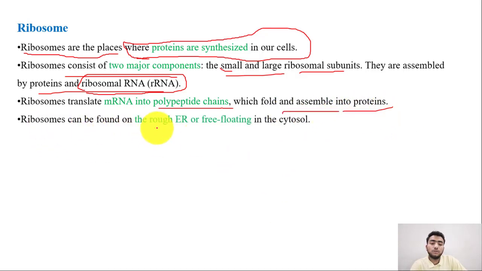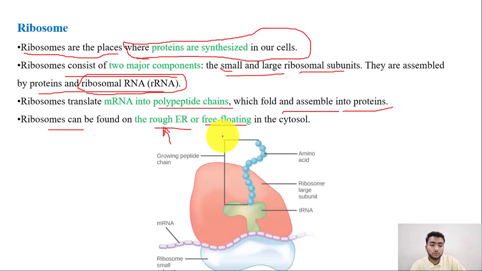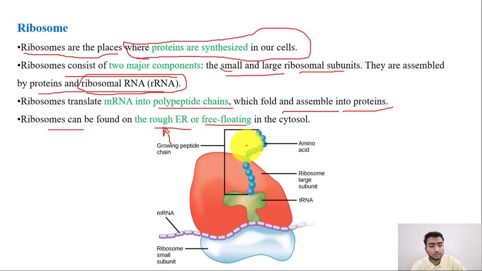Ribosomes can be found on the rough endoplasmic reticulum or free floating. We saw that rough endoplasmic reticulum is studded thoroughly with these ribosomes, and ribosomes can also be found freely floating inside the cytosol. So protein synthesis can take place at many sites, but studies show that there are certain sites which are commonly associated with the production or synthesis of protein.